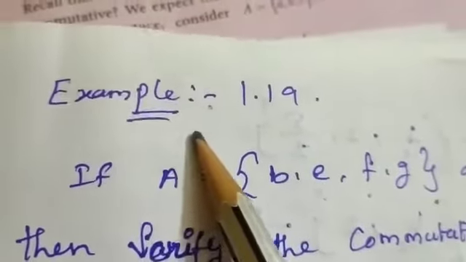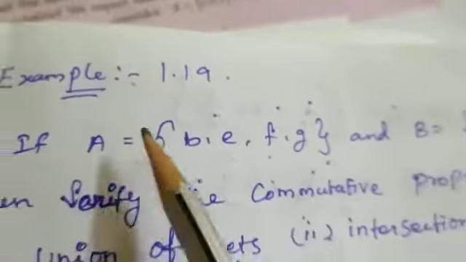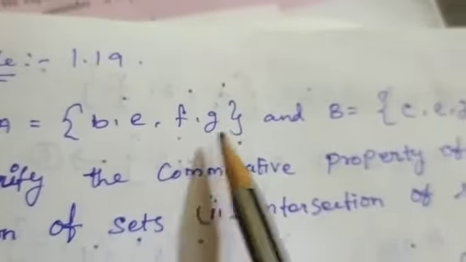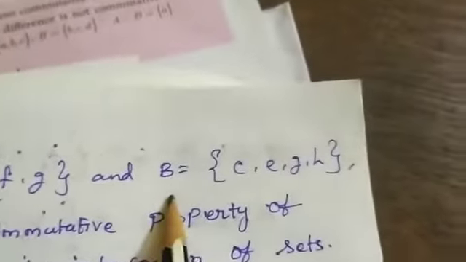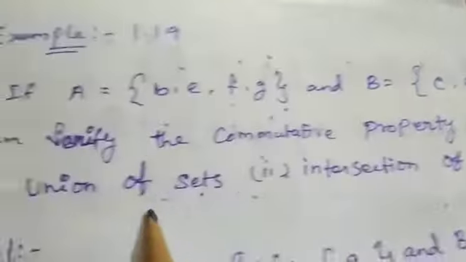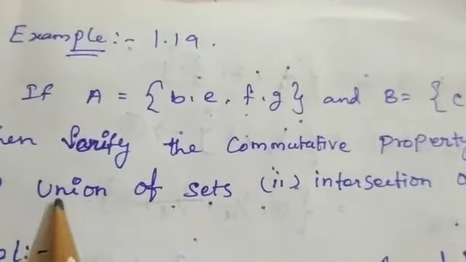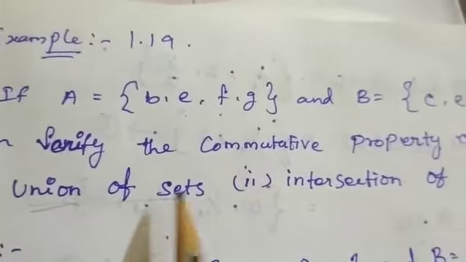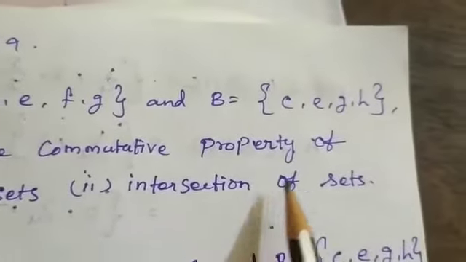So we take example 1.19. If A equal to {b, e, f, g} and B equal to {c, e, g, h}, then verify the commutative property of union of sets. Second one, intersection of sets.